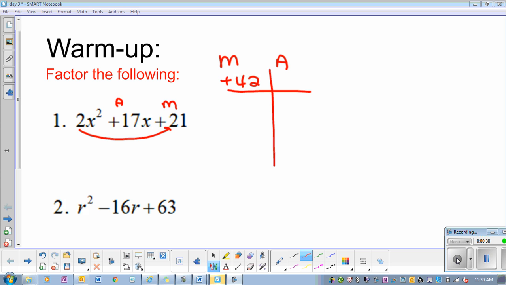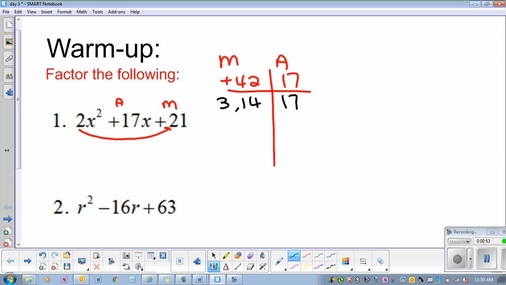And what's my A number? 17. So two numbers that multiply to give me 42, but add to give me 17. What? 3 times 14. Super. Neither of them are negative. Great. Good job. 3 times 14, which gives me 17.